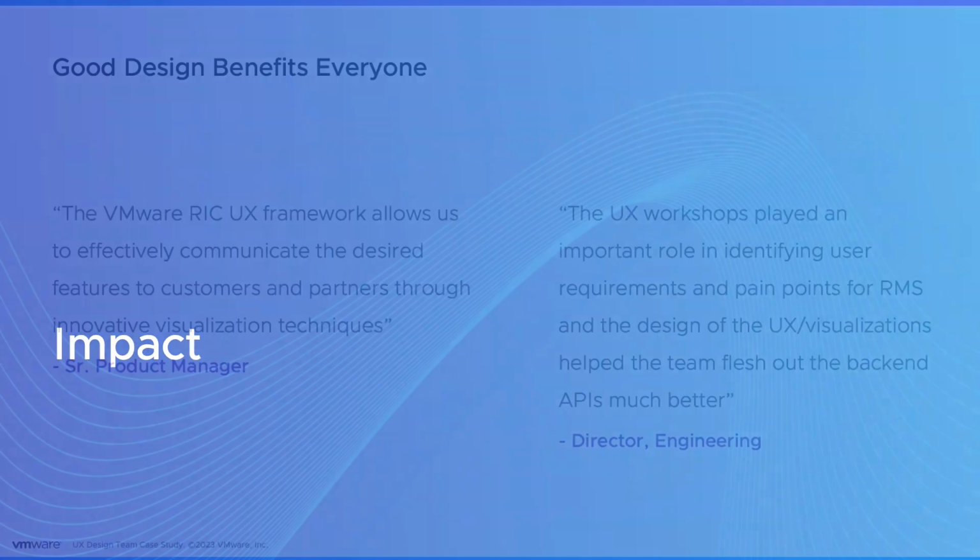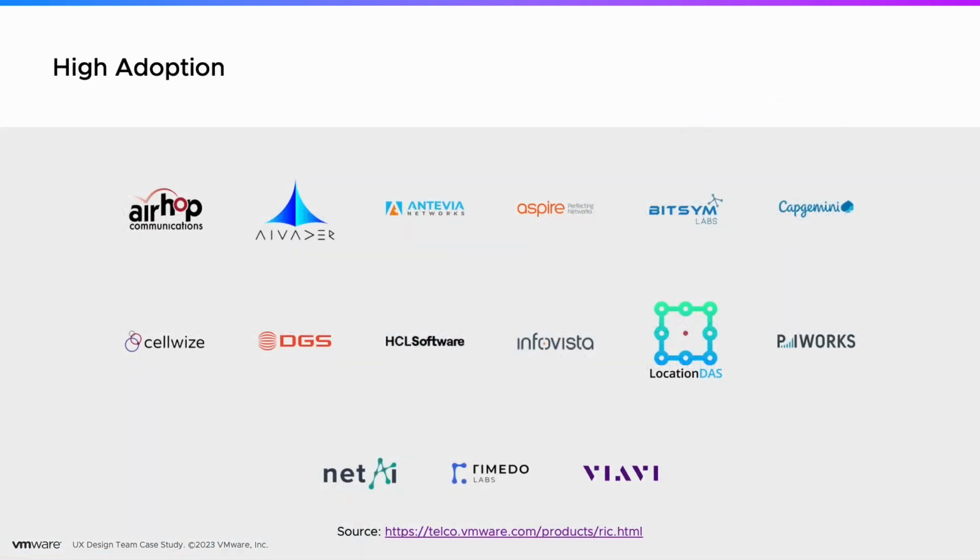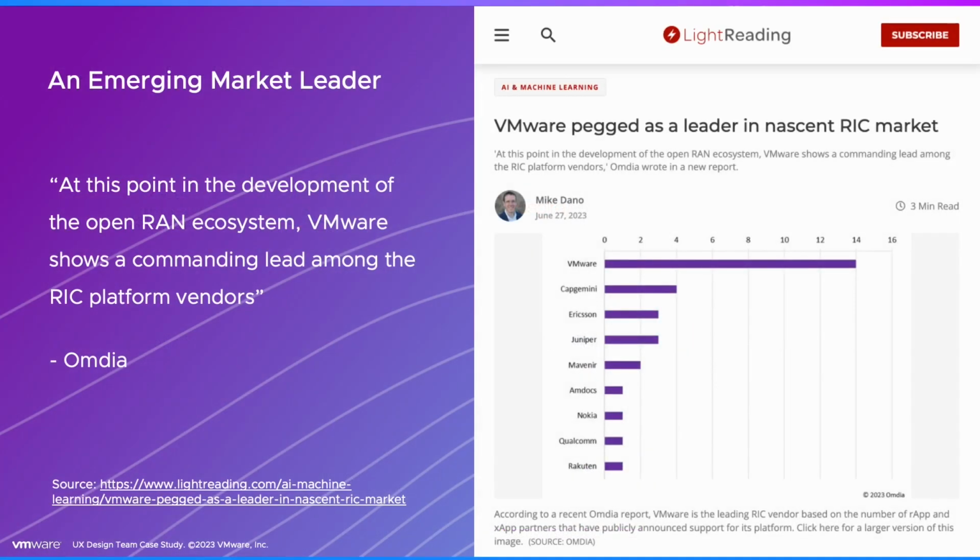Product management said that the UX framework makes it easy to communicate the value of the RIC to both prospective customers and partners, and engineering found the workshops and designs helped them better understand the requirements and flesh out back-end APIs. In the last year, we've onboarded more than 15 developer partners to create and test their applications on the VMware RIC, which has led to us becoming an emerging market leader as identified by Omdia, and we have a commanding lead over our competitors.